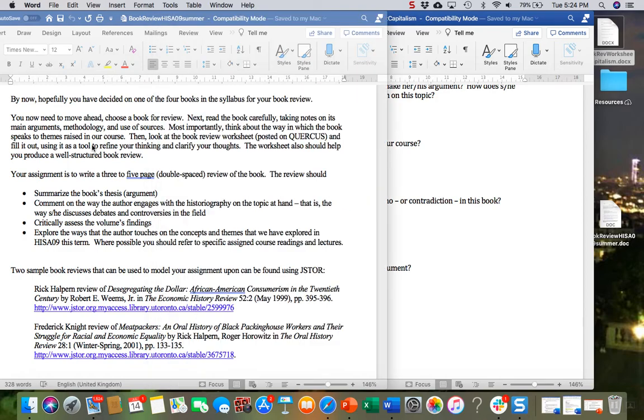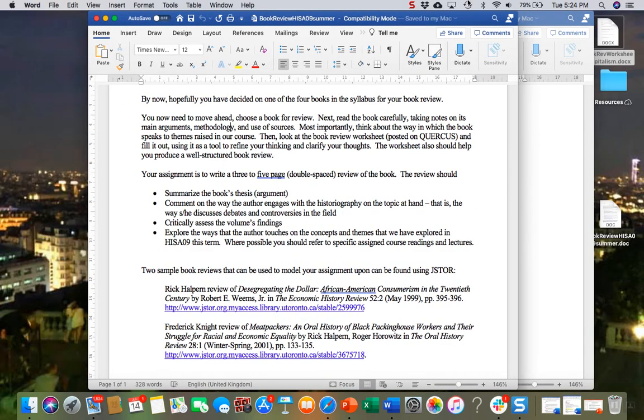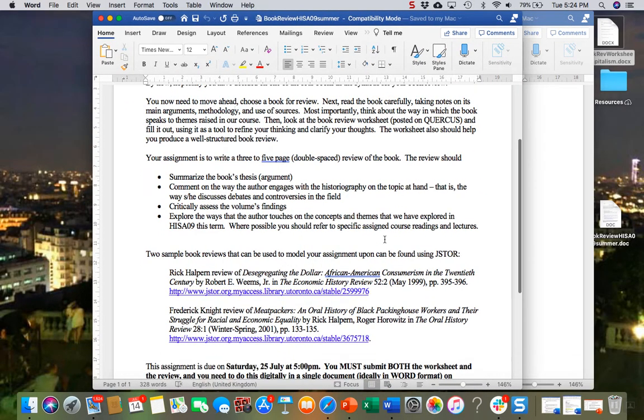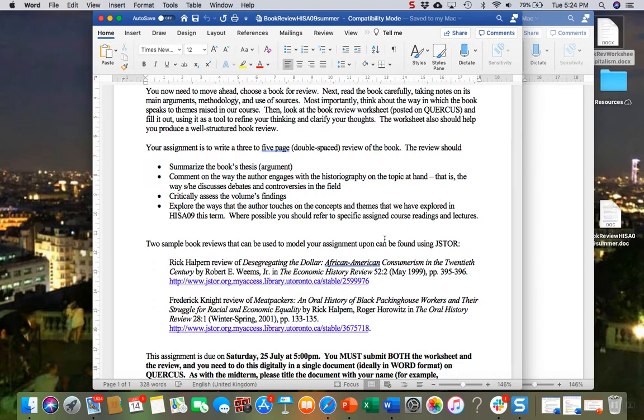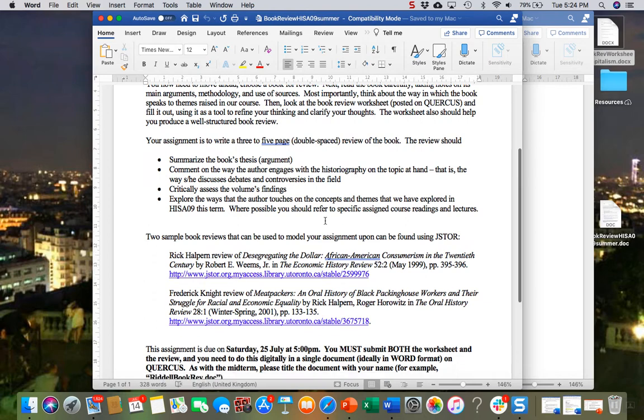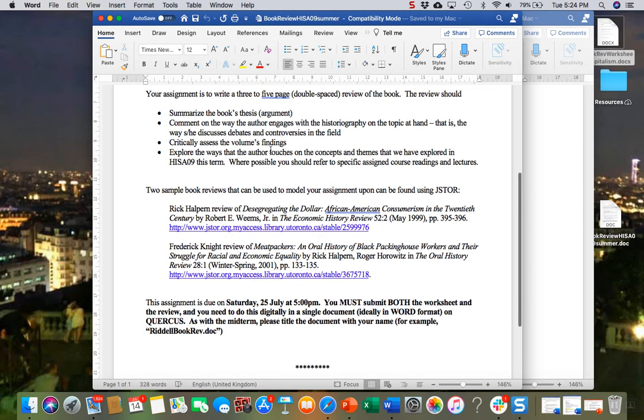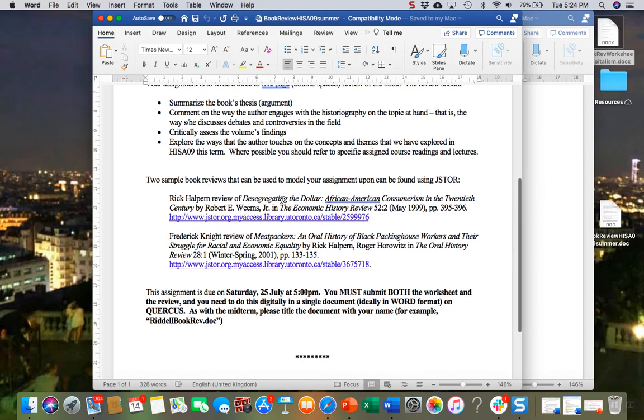Now, let's go back to the book review assignment page here. I've gone over this. Now, if you want some specific examples, there are actually two sample book reviews that you can read on here, provided by Professor Rick Halpern. The first one is a review written by Professor Halpern, and he's reviewing a book called Desegregating the Dollar, African American Consumerism in the 20th Century by Robert E. Weems in the Economic History Review. So this is an example of a book review.